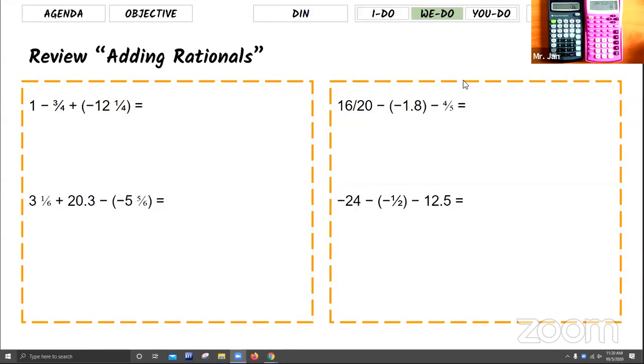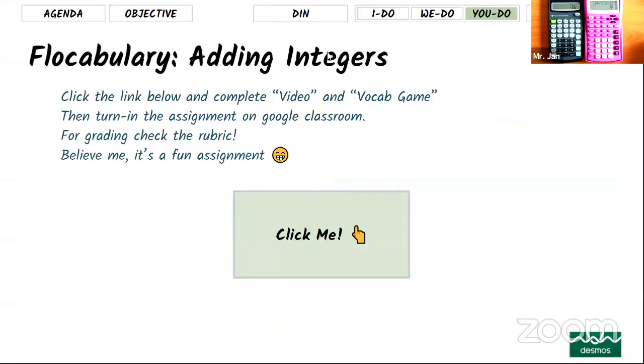And if we go back to our slides, let's see what we have. So this is the review for adding rationals. This is about today's lesson. If you click this, you're going to have a video and a vocabulary game. It's just a 3.5 minute video and then vocabulary cards that you need to review quickly. And then make sure you turn in your assignment on Google Classroom. And for the grading, you need to check the rubric. And this is very fun. I really love this when I watch the video. It's very interesting. They review very well by singing a song.